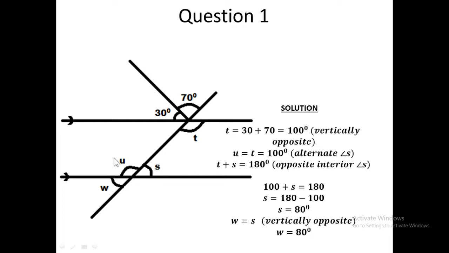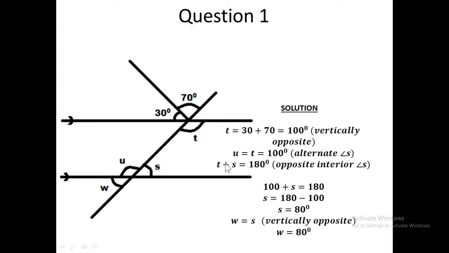Since our U is 100, we can find S by saying that angles on a straight line are equal to 180 degrees. If I remove 100 from 180 degrees, that will give us angle S, which is 80 degrees. Or better still, you can say that angle T plus angle S will give us 180 degrees, because they are both opposite interior angles of parallel lines. Both of them will add up to 180 degrees.